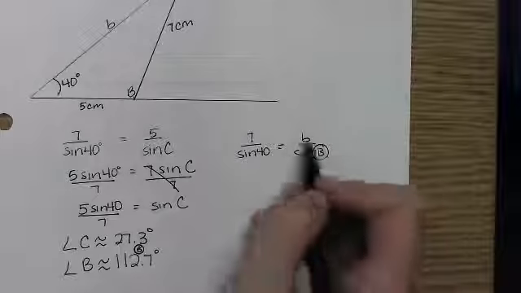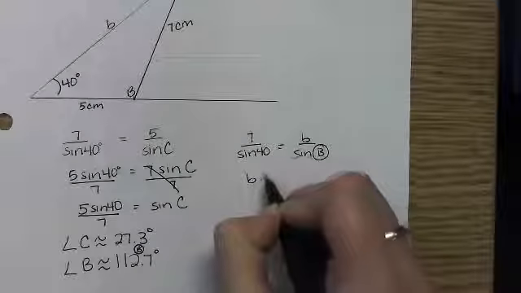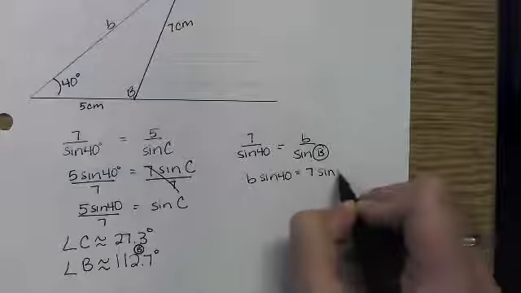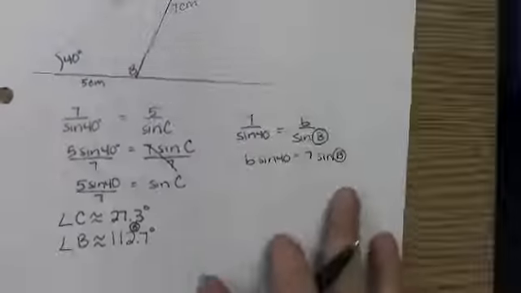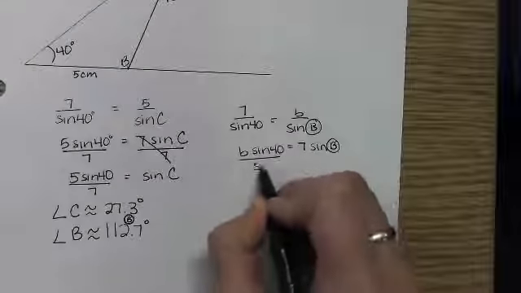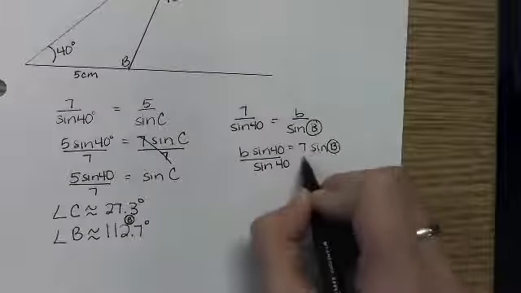I'm good either way. So this would be b times sine 40 equals 7 times sine of angle B, which is stored in my calculator. And then to solve for the side, I'll go ahead and divide by sine 40.